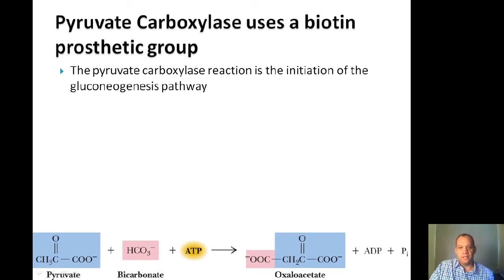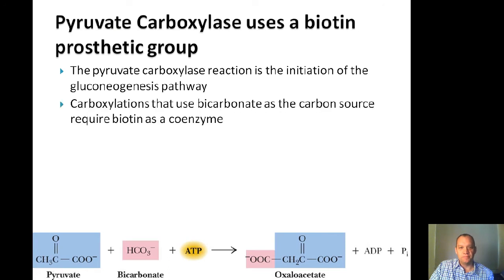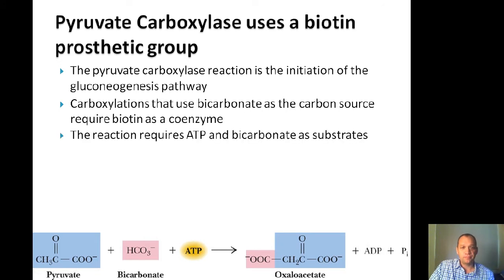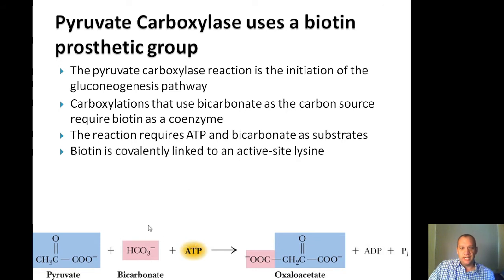The pyruvate carboxylase reaction is the initiation of the gluconeogenesis pathway, and carboxylations that use bicarbonate as a substrate, as a carbon source, always use biotin as a coenzyme. We'll see this in our Biochemistry II course when we talk about fatty acid synthesis as well, that those enzymes also use biotin as coenzymes. So the reaction requires ATP and bicarbonate as substrates, and the biotin is covalently linked in the enzyme's active site, specifically on a lysine amino acid residue.